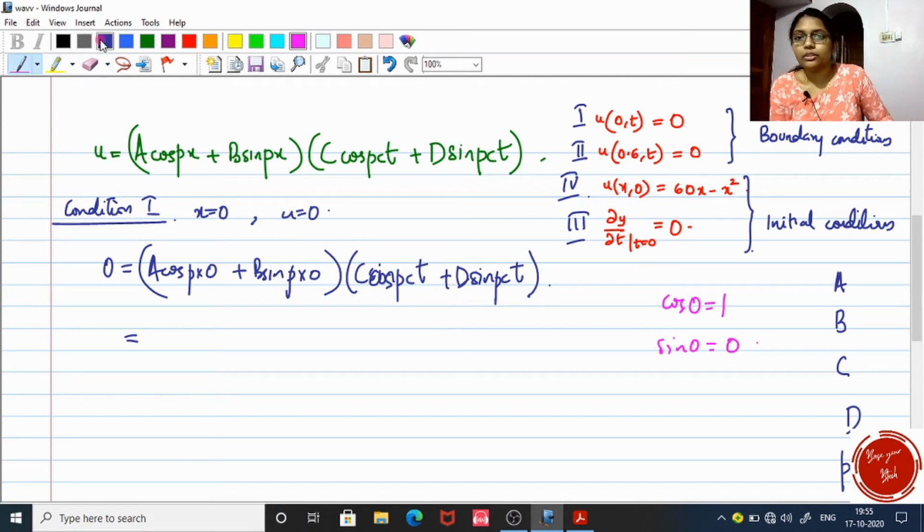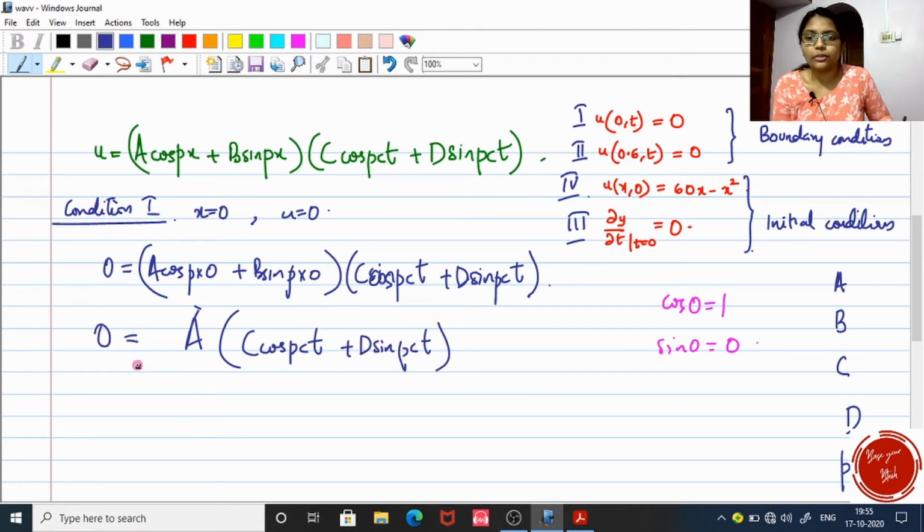So let's substitute a into cos 0 1. So a plus 0 into c cos pct plus d sin pct equal to 0. So which term is going to be 0? Definitely this complete bracket is not going to be 0. Why? Because this is a part of our original equation. Then how can this be 0?